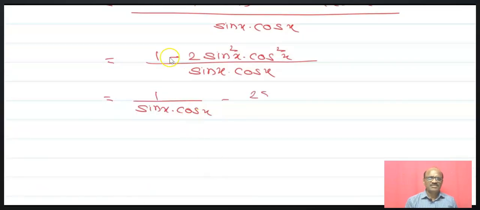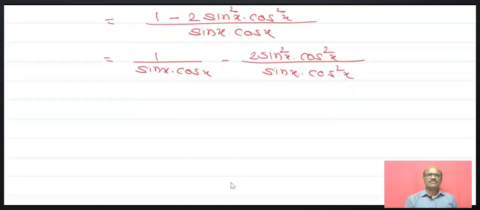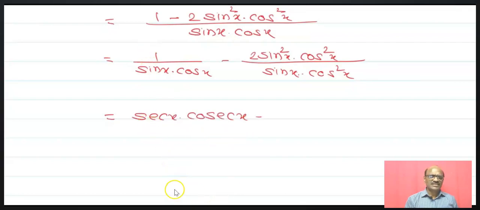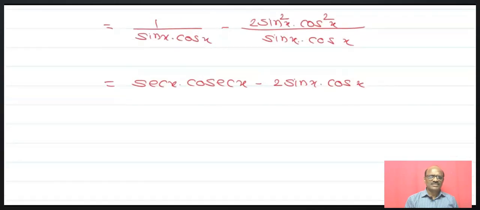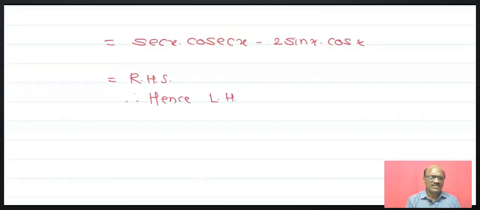Now split this up: that is 1 upon sin x into cos x minus 2 sin square x into cos square x upon sin x into cos x. Therefore you will get sec x into cosec x, and here sin x cos x get cancelled, so you will get 2 sin x cos x. See this again here: that is 2 sin x into cos x, and that is the RHS. Therefore LHS is equal to RHS.